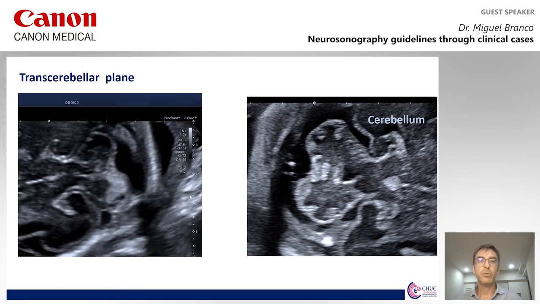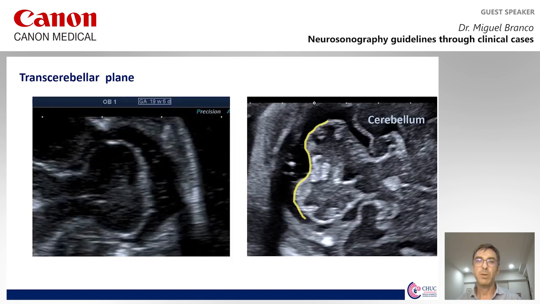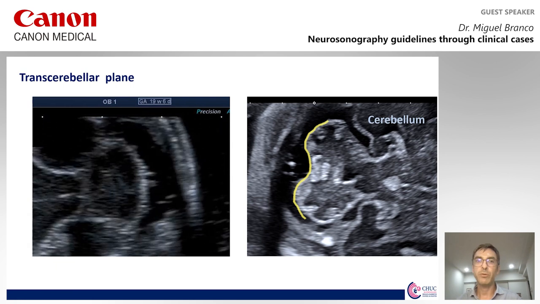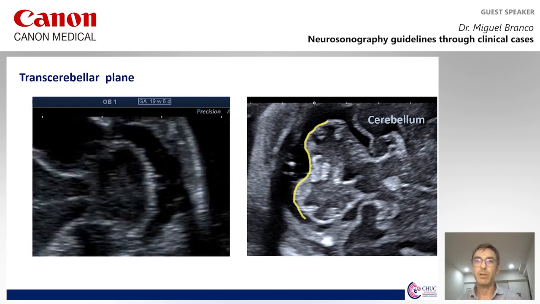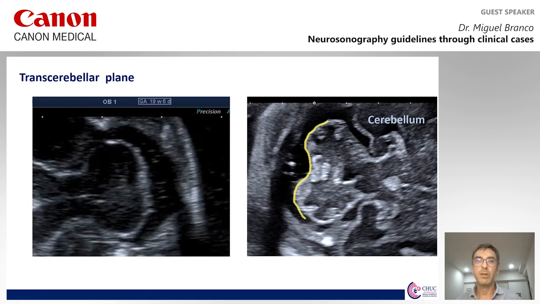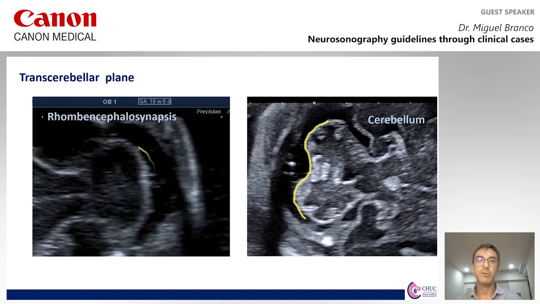Here we could locate this hyperechoic lesion, which is very typical of cerebellar hemorrhage. After a couple of weeks, we will have a substance loss lesion on this side of the cerebellum. We can also lose the normal contour of the posterior aspect of the cerebellum when we have fusion of the cerebellar hemispheres, like in this case of rhombencephalosynapsis.